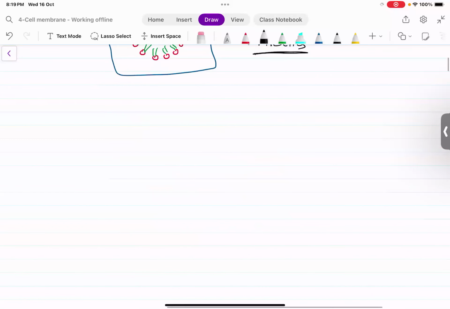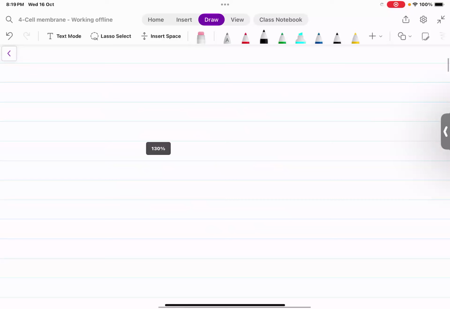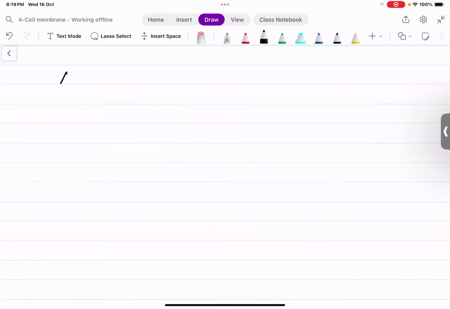Okay, now if you look at an animal cell, for example, this is an animal cell, for example.